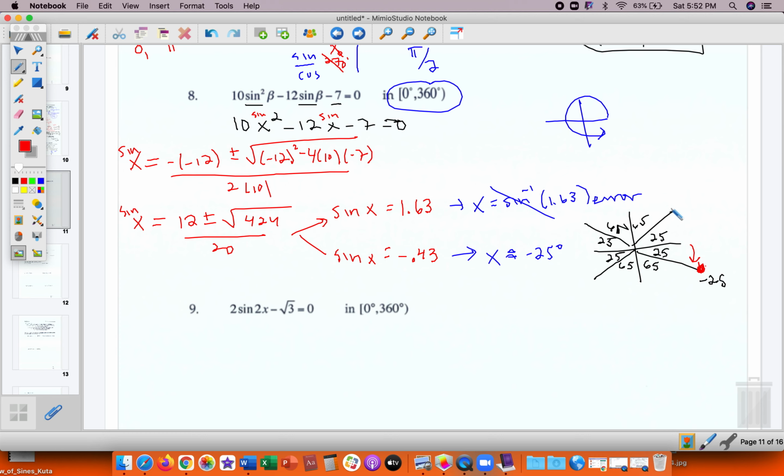So if I look at this and say all students take calc, I'll have a sine value that's negative in the 4th quadrant and in the 3rd quadrant. So this spot right here in the 3rd quadrant is 180 plus 25, which is 205 degrees. And then this spot right here is 270 plus 65. So we get 335 degrees. So those are our two answers.